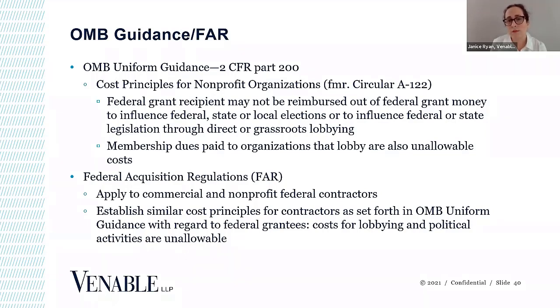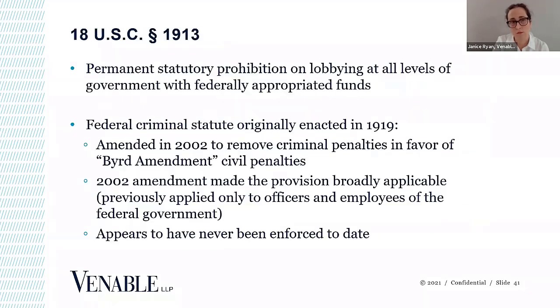And what's important to know is that you cannot bill expenditures for lobbying activities back to your federal award. So a federal grant recipient cannot be reimbursed out of federal grant money to influence federal, state, or local elections, or to influence federal or state legislation through direct or grassroots lobbying. Any membership dues that you pay to organizations that lobby are also unallowable costs. Similar principles are in the Federal Acquisition Regulations, which apply to commercial and federal contractors, and they establish similar cost principles as are in the OMB Uniform Guidance.